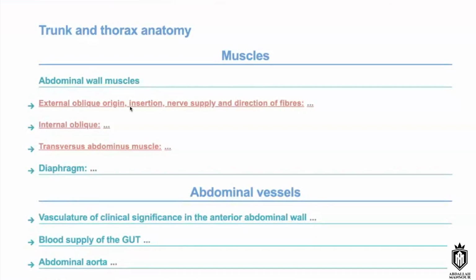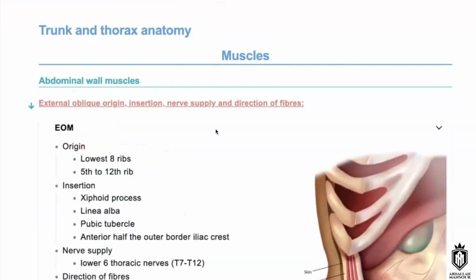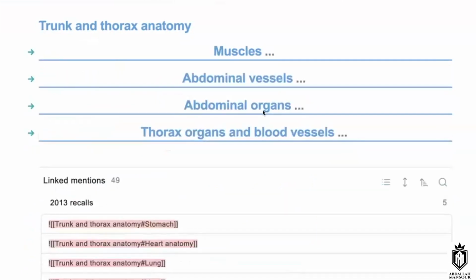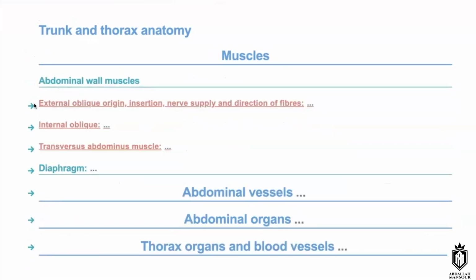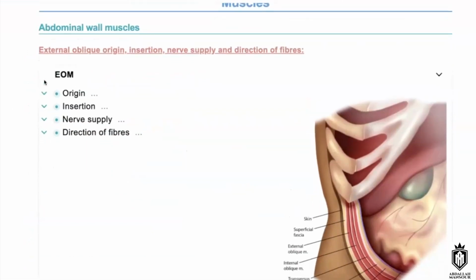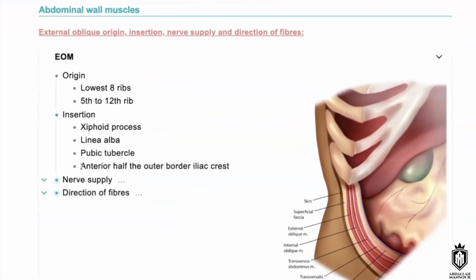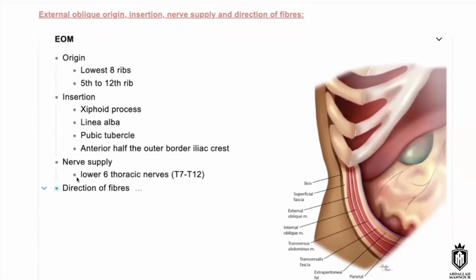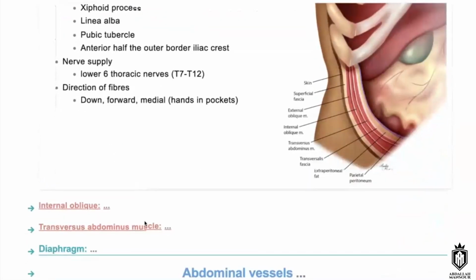What are the direction of fibers? It's downward, forward, and medially. Okay, and what is the nerve supply? Intercostal nerve from T7 to T11. You could have mentioned as well the anterior half of the outer border of the crest and T7 to T12. I mean, you said subcostal nerve and T7 to 11 and downward, forward, and medial.